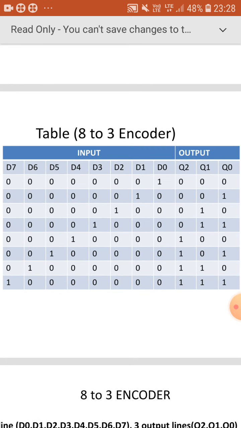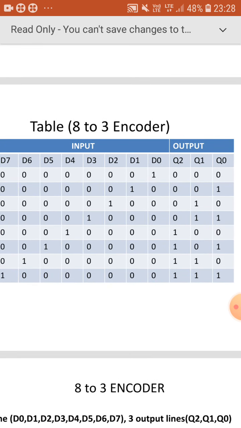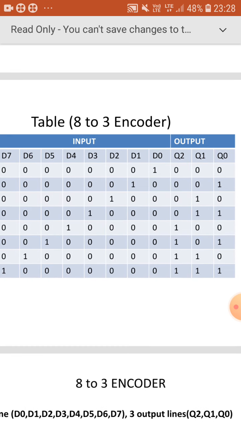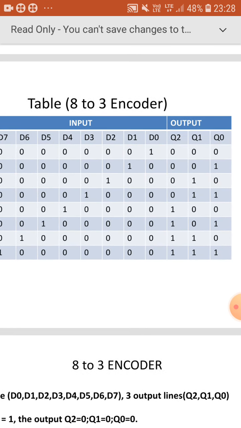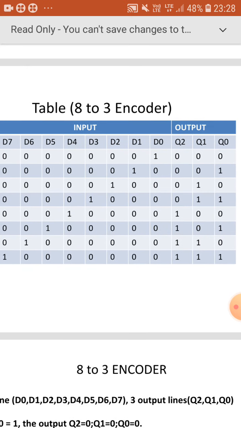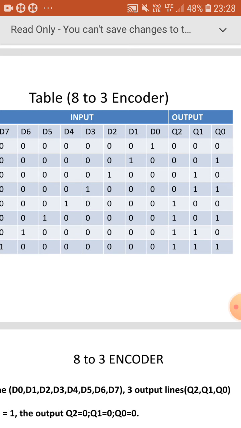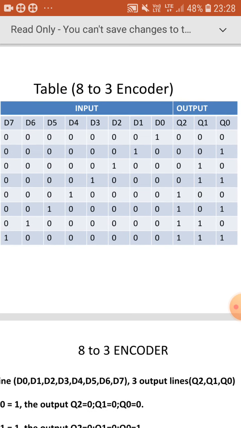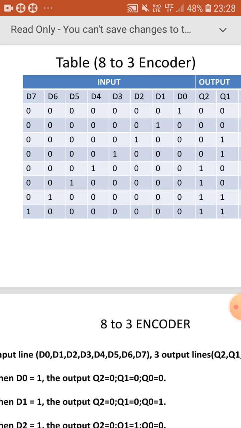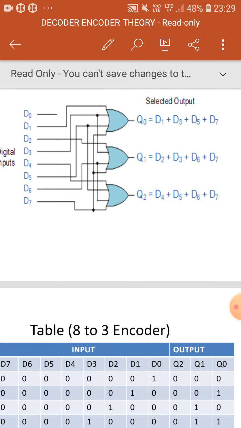If D0 is 1, 0 is encoded as binary value 0, 0, 0. In the second case, D1 is equal to 1. So 1 is encoded as 0, 0, 1. In the next case, D2 is equal to 1. So 2 is encoded as 0, 1, 0. In the last case, D7 is 1. So 7 is encoded as 1, 1, 1.